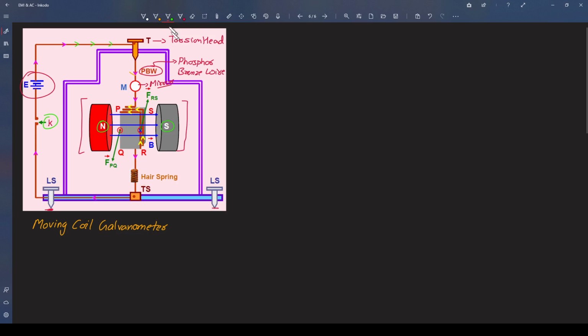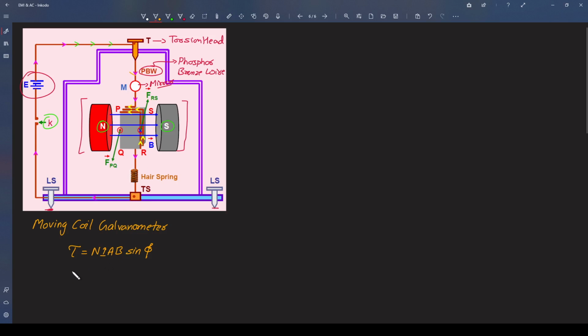And what do we know about the torque? We know that the torque in that particular rectangular coil will be given by N I A B sine phi, where phi is the angle between the area vector and the magnetic field. So you can see there is a magnetic field between north and south pole. This rectangular coil will have an area. It has a number of turns.